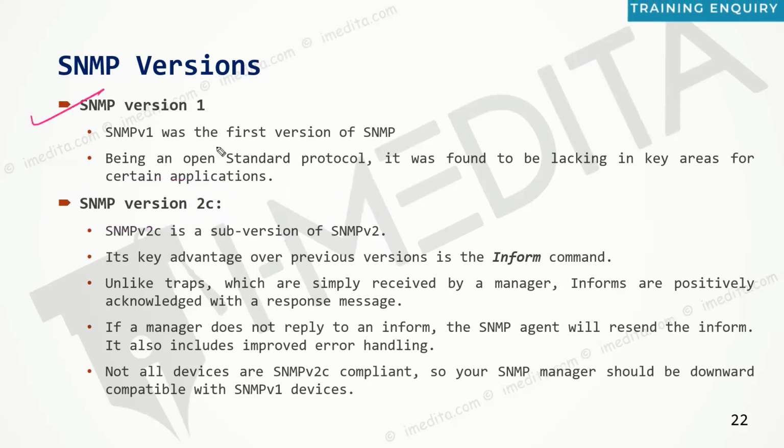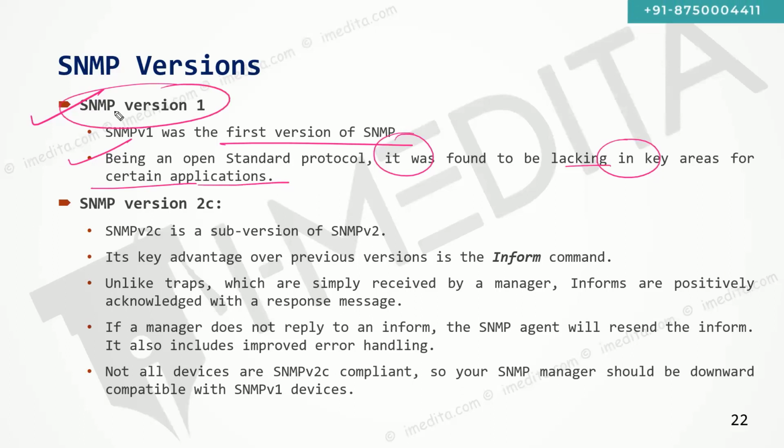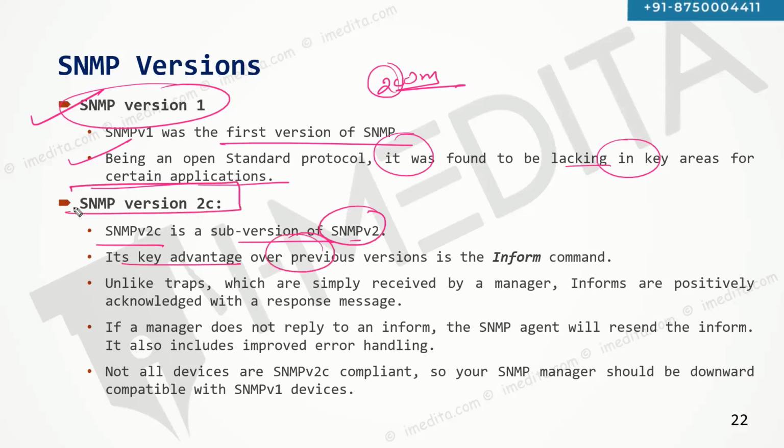SNMP version 1 was the first version of SNMP. It was an open standard protocol, but it was found to be lacking in key areas for certain applications. So there was a need to develop a new version of SNMP. They created SNMP version 2 and SNMP version 2C. C stands for community. The key advantage of SNMP version 2C over the previous version is the use of something called inform messages, or inform commands.